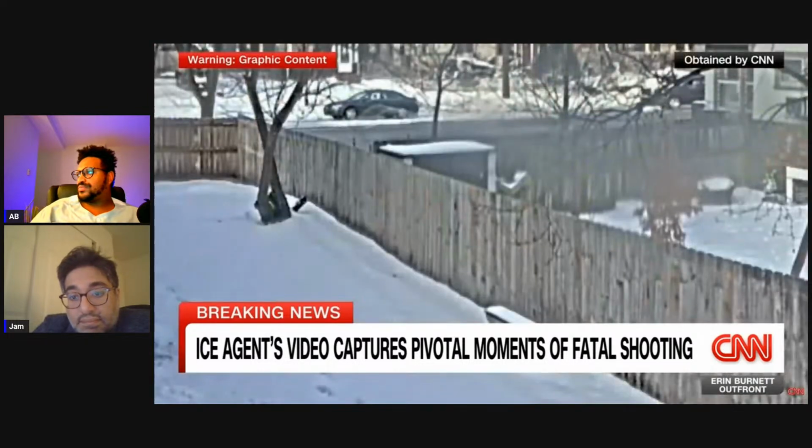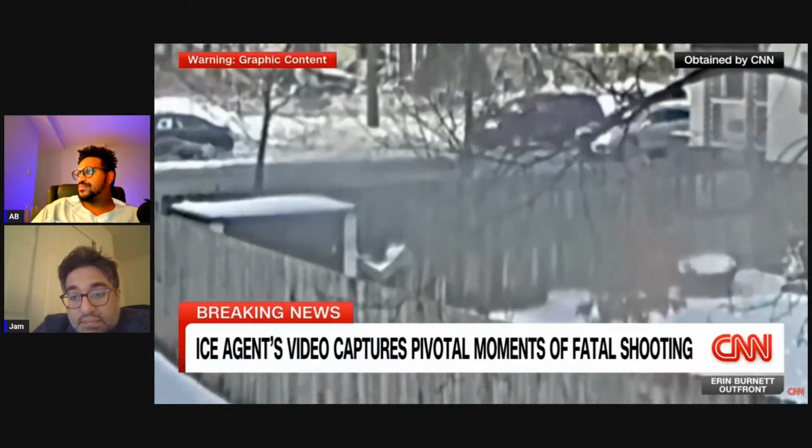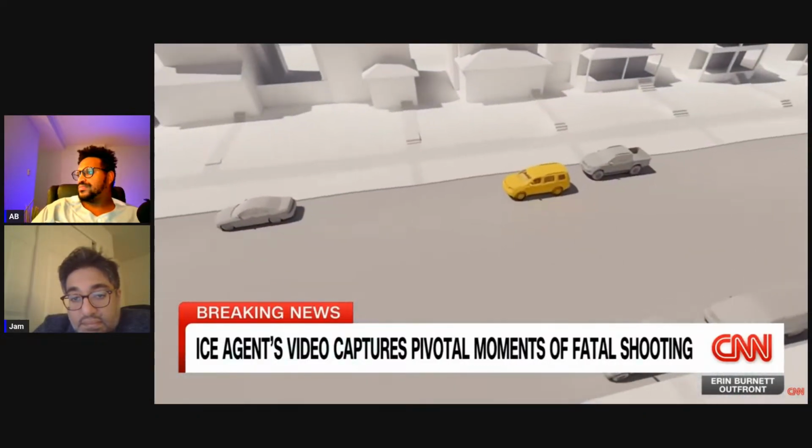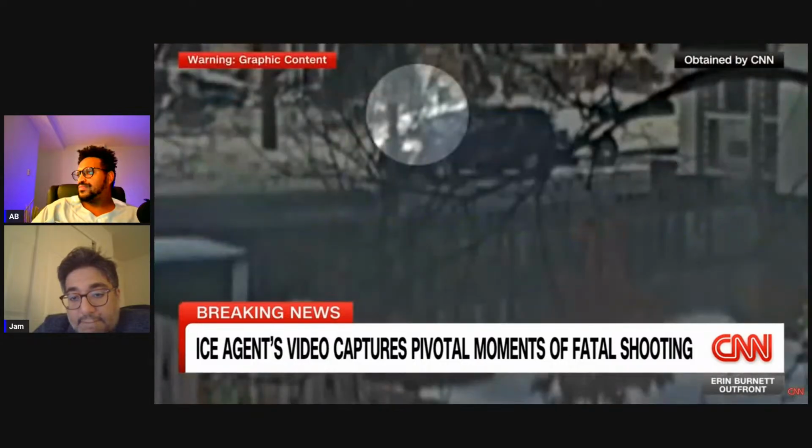A home surveillance camera captures the moment Renee Good pulls up in a maroon-colored Honda SUV 4 minutes before the shooting. 20 seconds after she arrives, her passenger and wife, Becca, wearing a white beanie, gets out of Good's car.